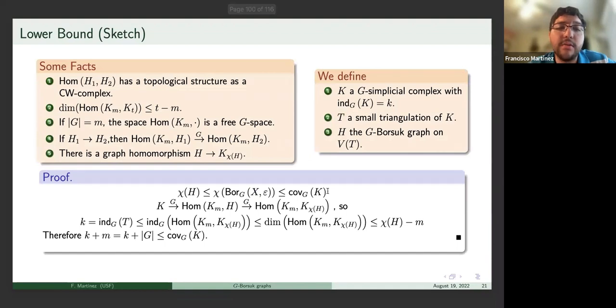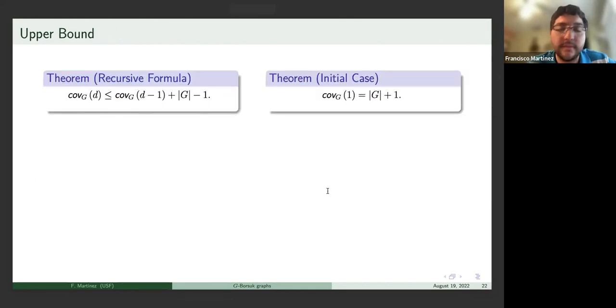Yeah, so that is the lower bound. These constructions are somewhat topological. Just to complete this idea, let me tell you what the proof of the upper bound is, although again, it's not a great upper bound. The idea is to use a recursive formula: the G covering number of dimension D is almost the G covering number of dimension D minus 1 plus the size of G minus 1. If the conjecture was true, then we should be able to substitute this size of G minus 1 by just plus 1.